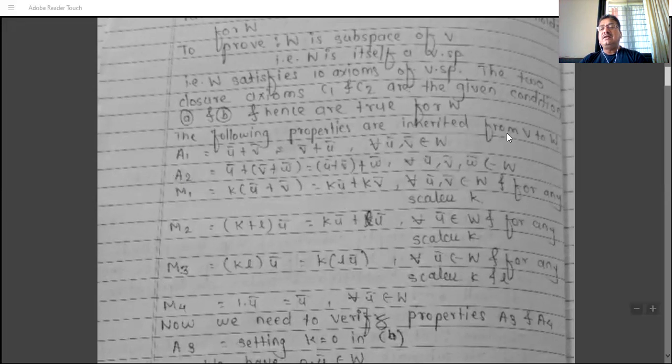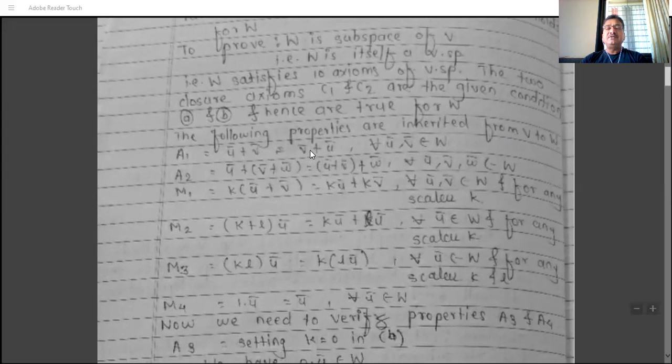These are inherited from V to W. These properties are true for V because V is a vector space, and hence these properties are obviously true for all the elements of W because W is a subset of V. So all the elements of W come from set V, and that's why these properties are true. Inherited properties. What are they?